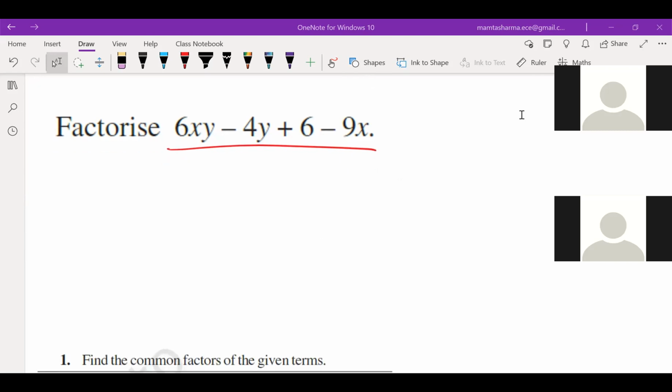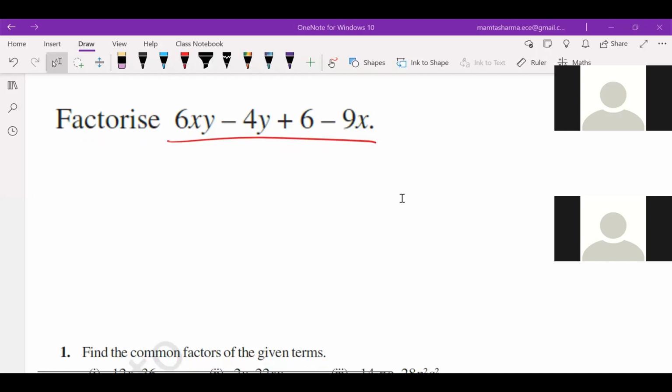Yes, tell me, Manideep. How will you solve this expression? We can take 6xy minus 9x and minus 4y plus 6, ma'am. No, ma'am. Instead of that, we can take 6xy minus 4y, right?